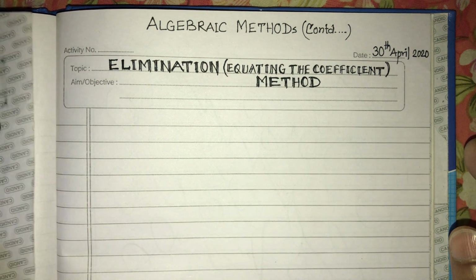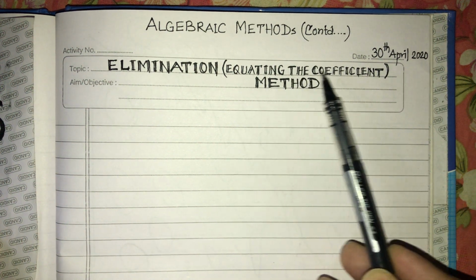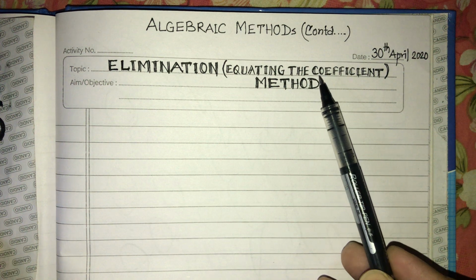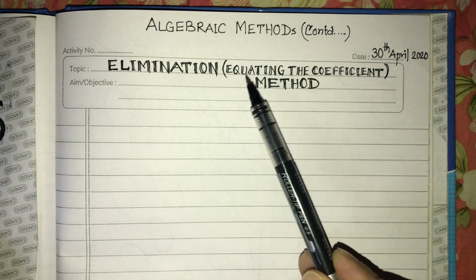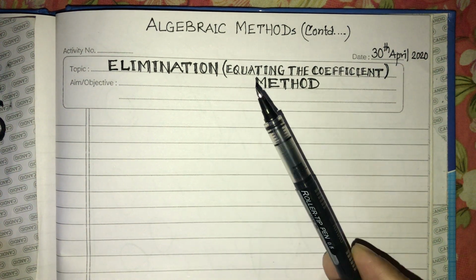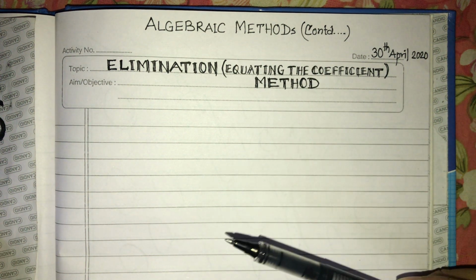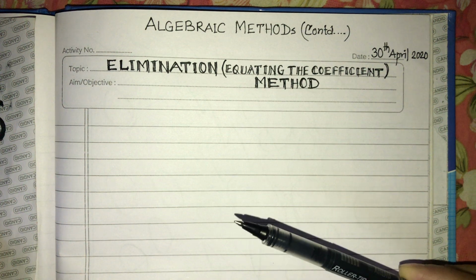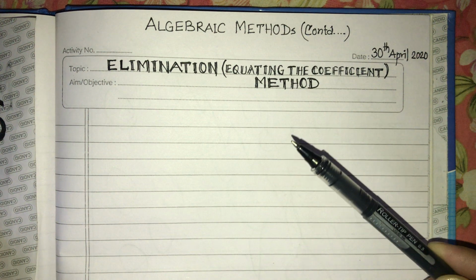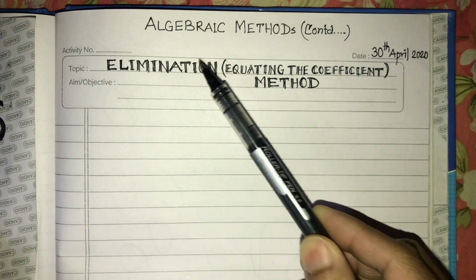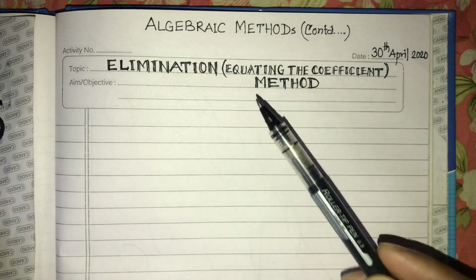Now the second name I wrote here is equating the coefficient. All of you know the meaning of coefficient. Equating means making the same, equalizing the coefficient. In this elimination method, we make either the coefficient of x in both equations or the coefficient of y in both equations the same, and after making them the same, we can eliminate that part completely. So this is the introduction to the elimination method.